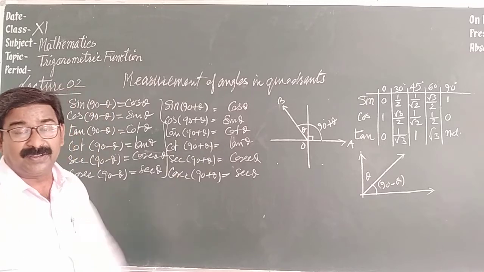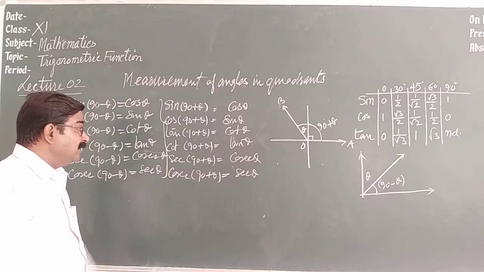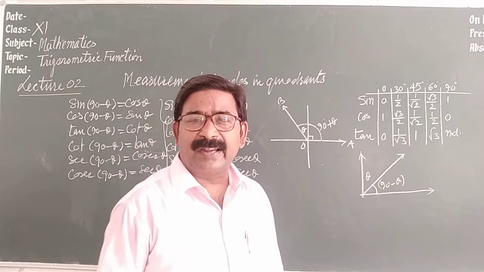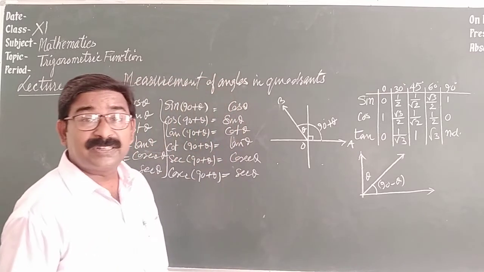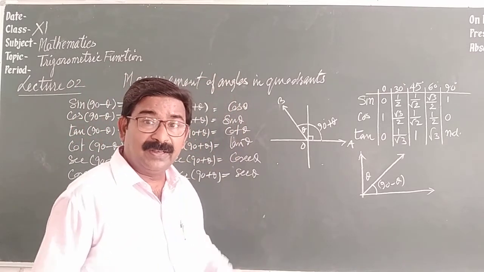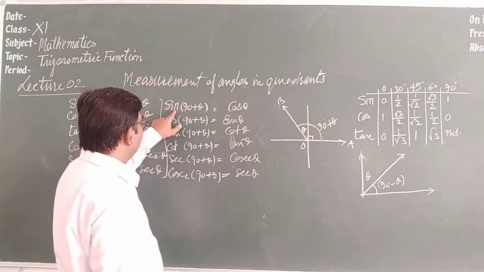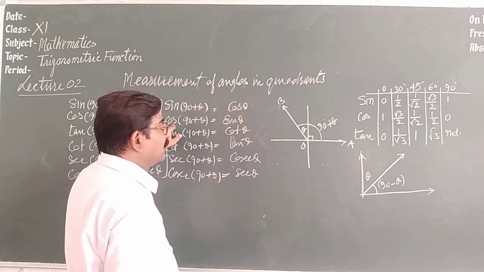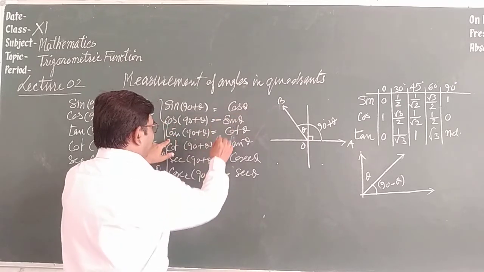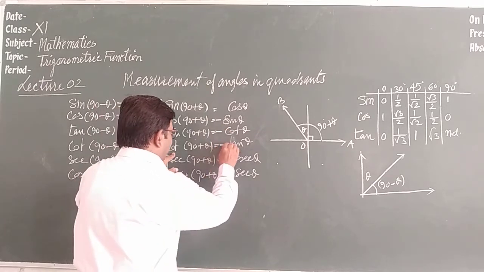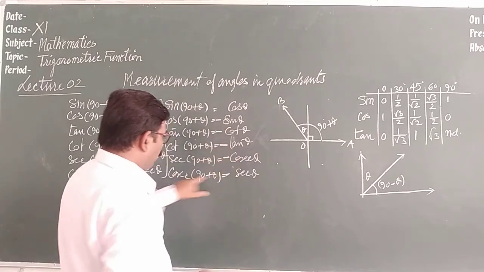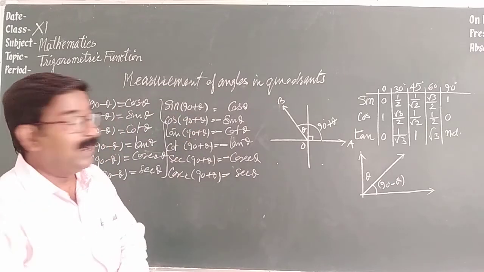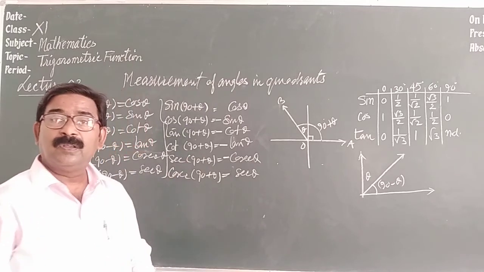theta is in which quadrant? 90 plus theta is in the second quadrant, and as I told, in the second quadrant, sine and cosec are positive and others are negative. So sine 90 plus theta is equal to cos theta. It remains positive. Cos is negative. Tan is negative. Cot is negative. Sec is negative, and cosec is positive. Sine and cosec remain positive and others become negative. Got it?